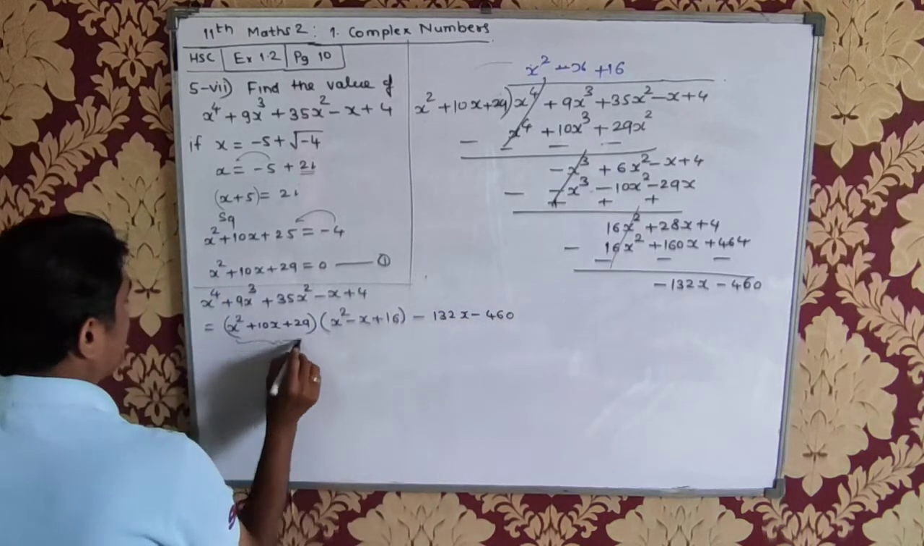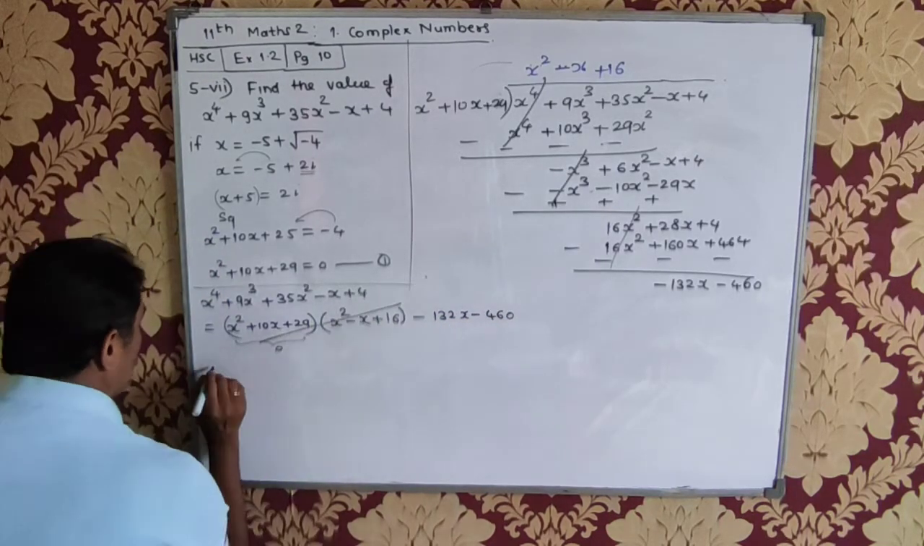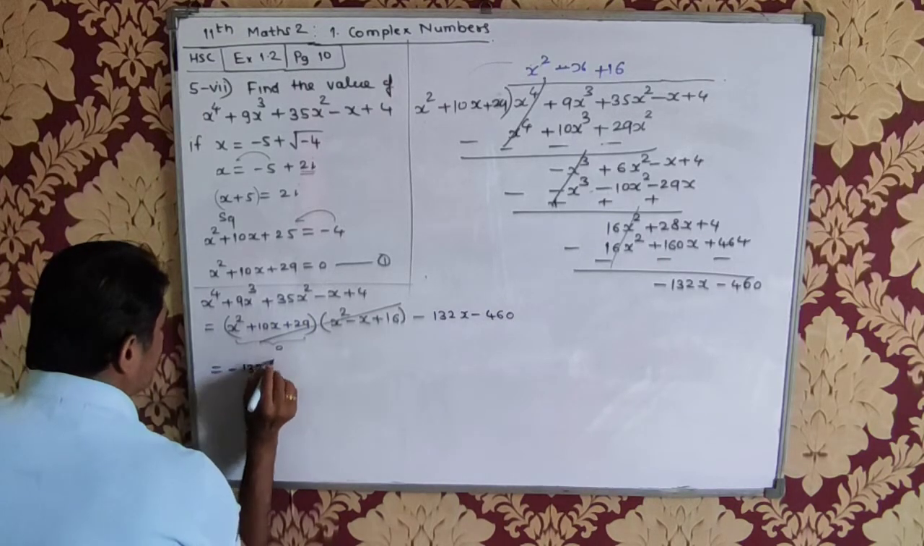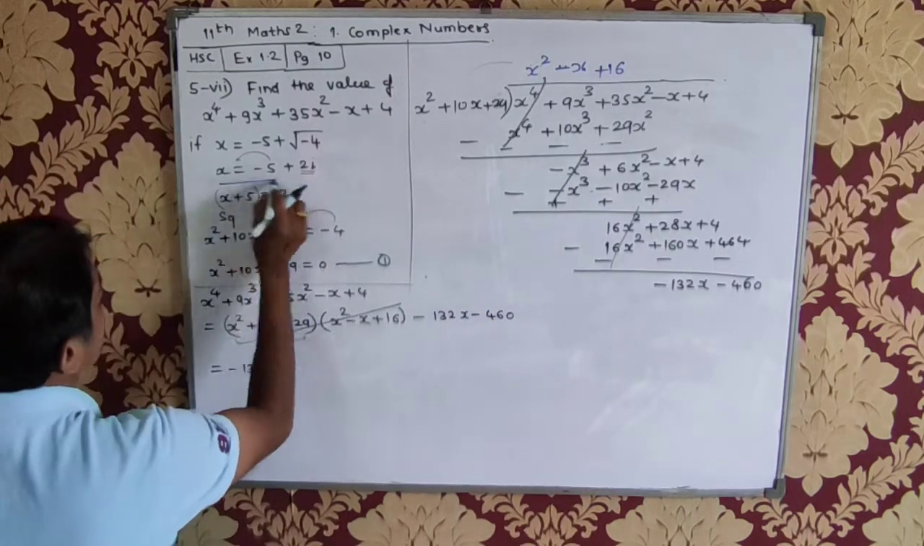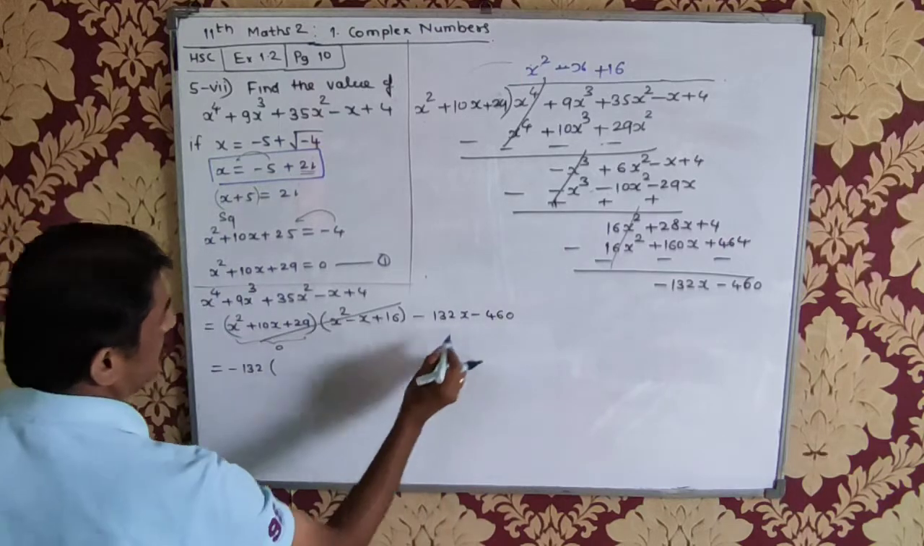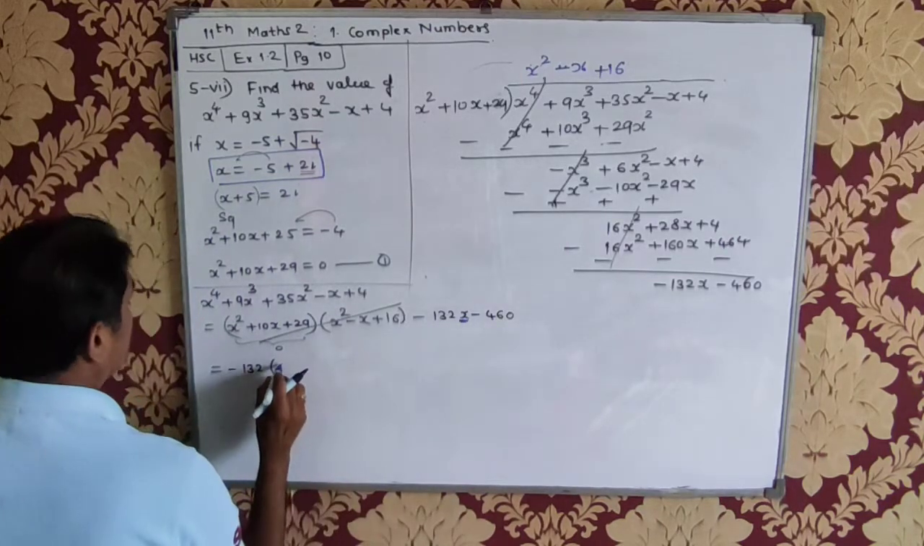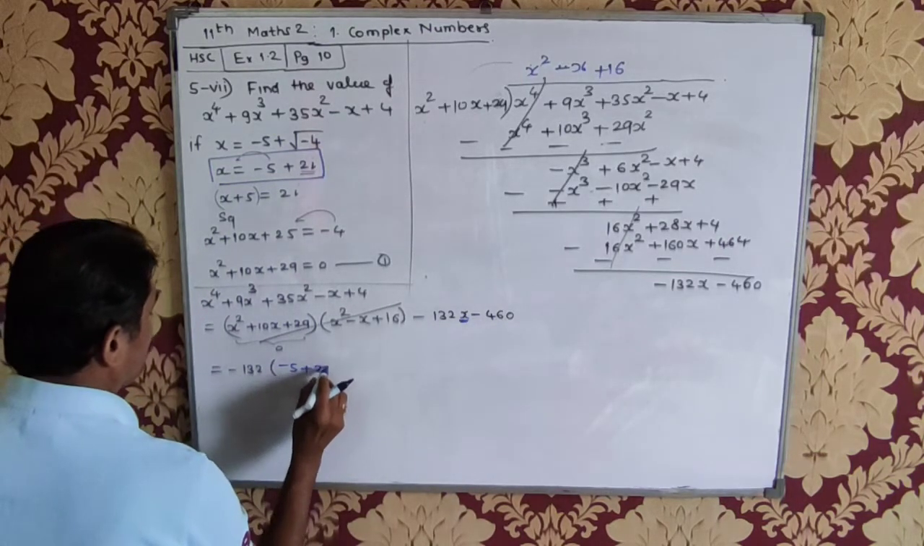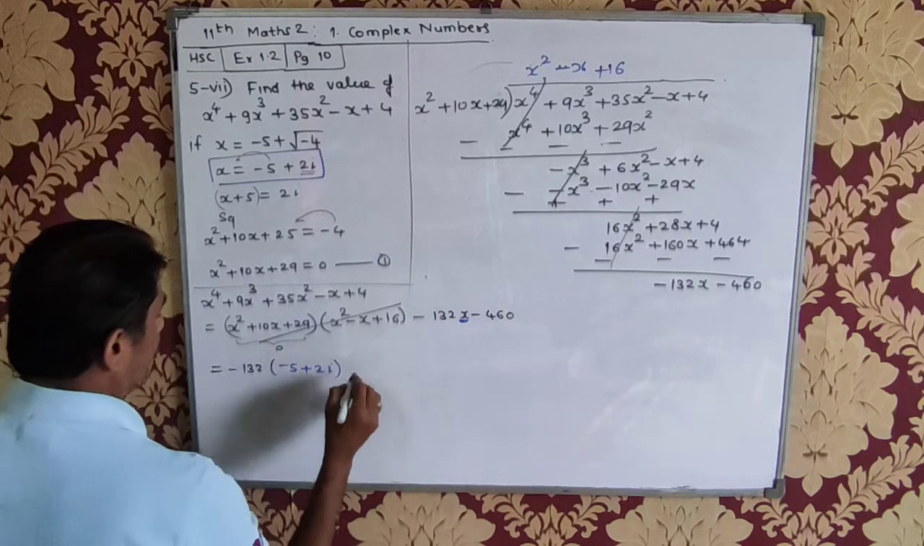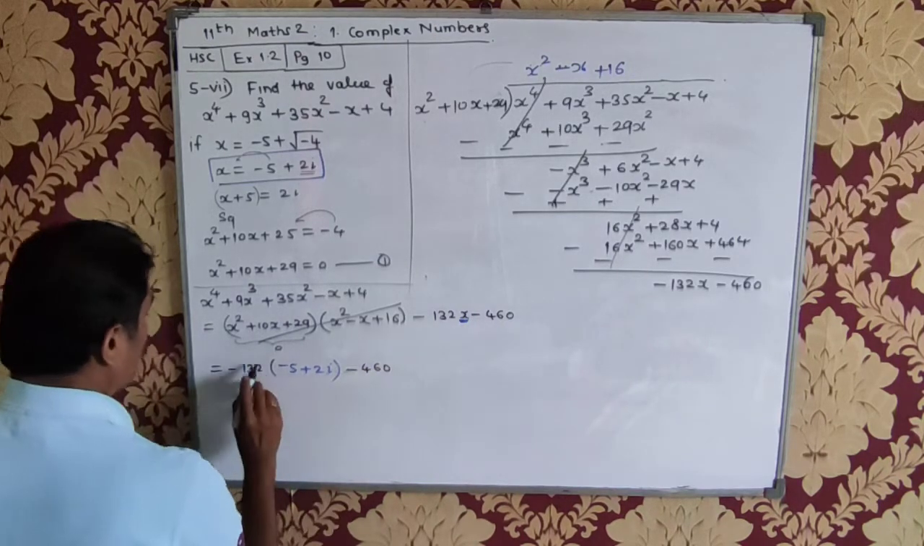Now this is already equal to 0, so this is all gone. So this is minus 132x. By the way, what is x equal to? This is x, so I'll substitute here for x. This is minus 5 plus 2i. Okay? Minus 460.